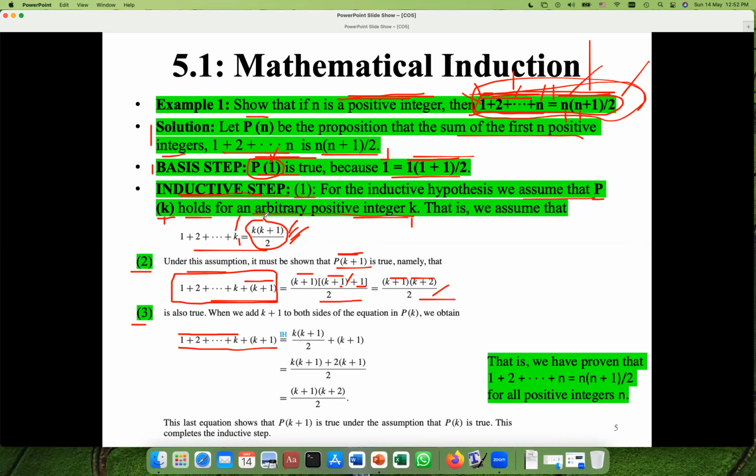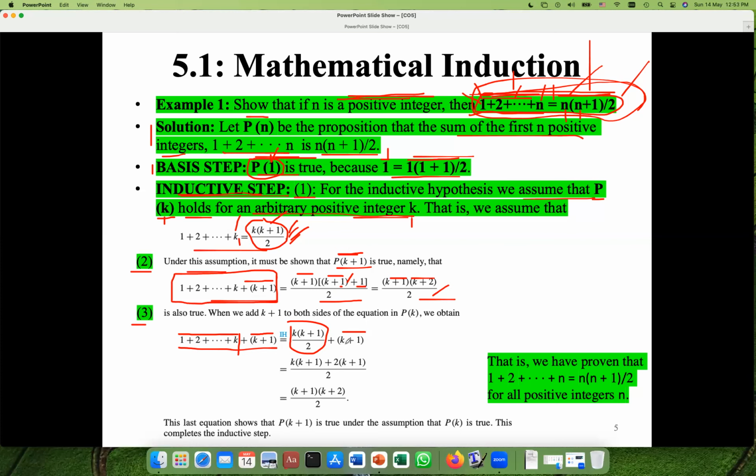And now you are going to evaluate. You are going to prove it. So you have to use your assumption. What you have supposed, what you have assumed, you have to use your assumption. So up to this point, we are putting this assumption here. So this is equal to k into k plus 1 divided by 2. And this is what remaining, k plus 1, which we want to add.